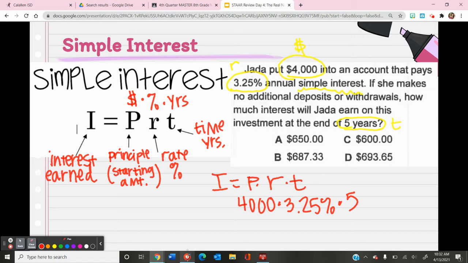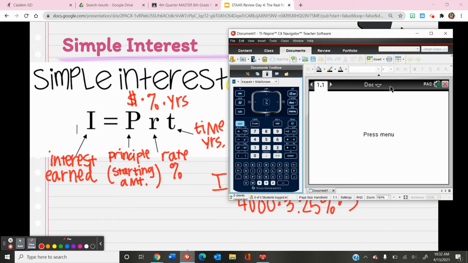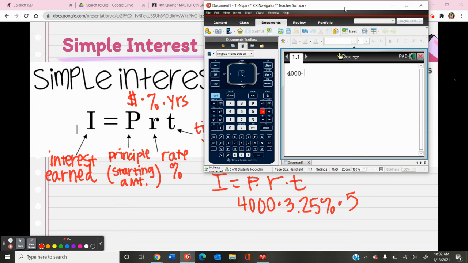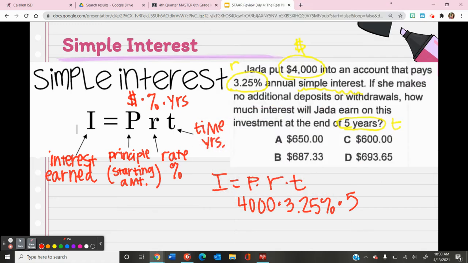So now we're going to go ahead and open up our calculator. I'm going to press the home button, and we're going to press the on button. No, I'm sorry, we're going to open up the calculator. So here it tells us 4,000 times 3.25% times the amount of years, which was 5. And here we see that the amount of interest earned is $650.